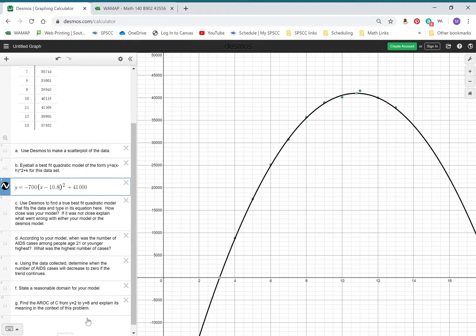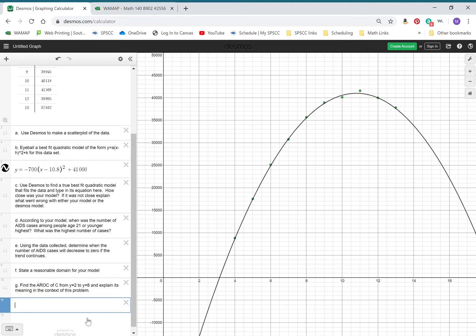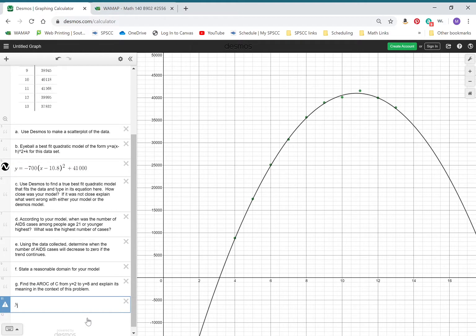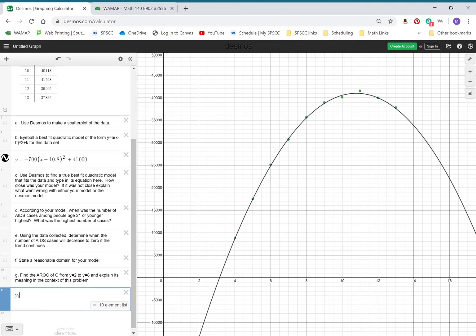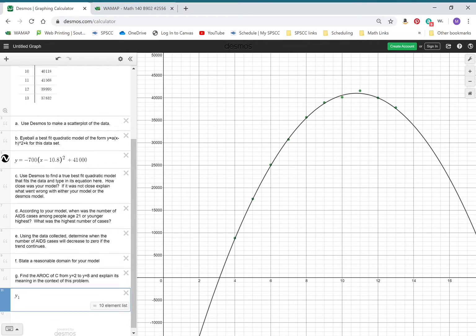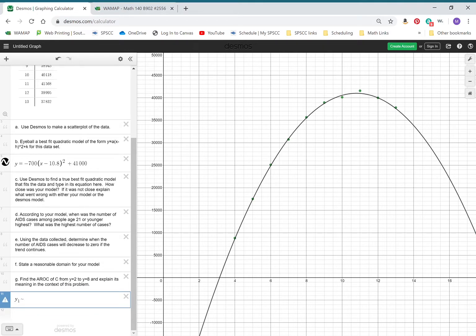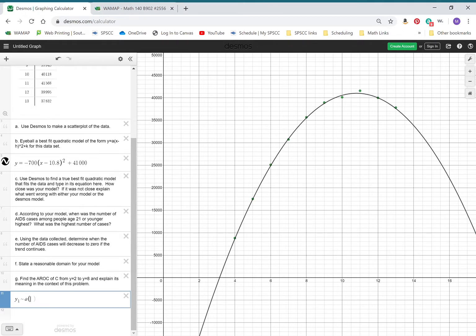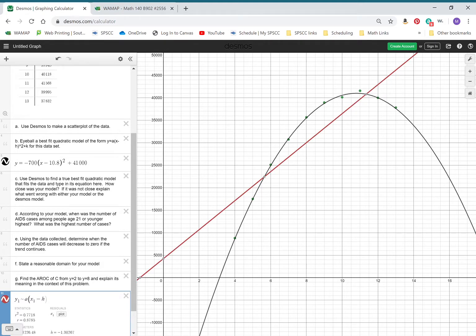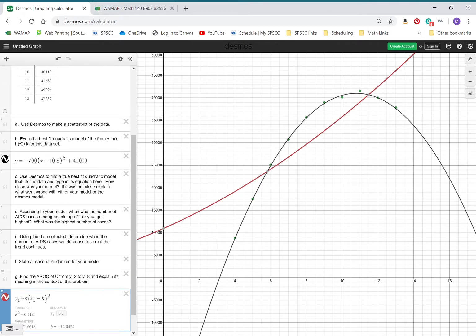The next thing we're supposed to do is ask Desmos to create a best fit model in this same form. So now I want my y sub 1s from my table. This isn't just the variable y, this is specifically the y sub 1s in my table. And I want to model those, so I need a tilde, with a times x minus h, and it's x sub 1, because I want the x's from my table, squared plus k.